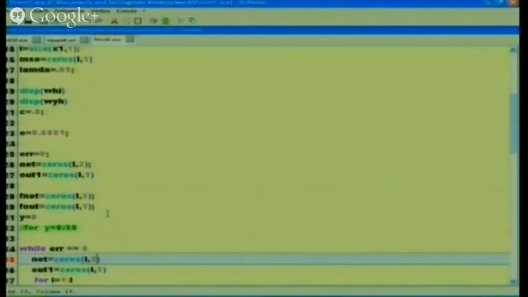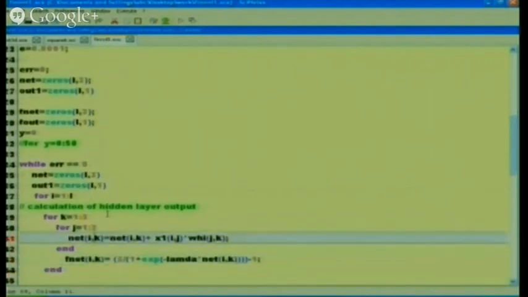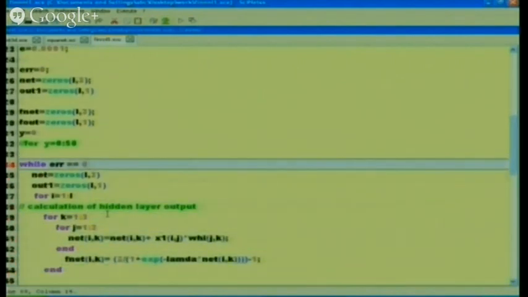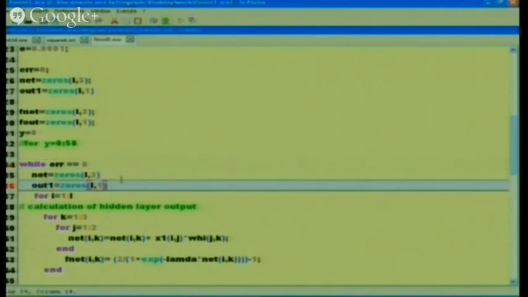Now the main program starts from here. While error is equal to 0, this loop will go on executing. So this is the while condition we are using. Then net zeros, out zeros, all this.